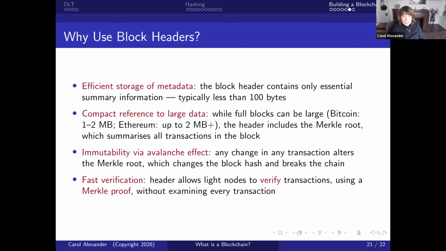And then, of course, we've got this immutability property, which is retained in the block headers because of that Merkle root. You change one transaction, you change the Merkle root, which changes the block address, which then goes forward to all the other blocks in the chain.